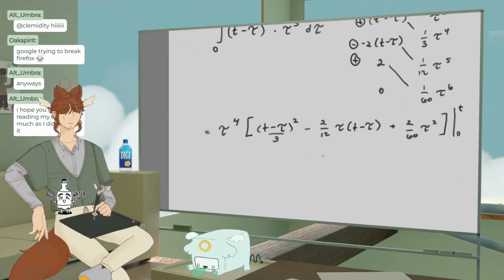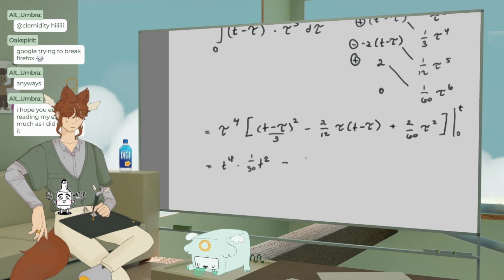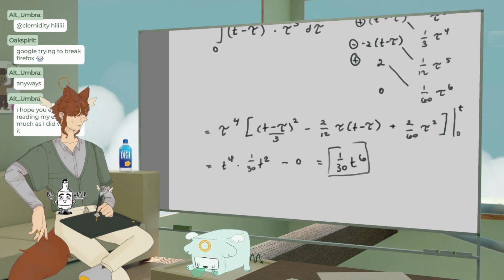Okay, so when we have t, it's gonna be t to the 4th times, those both go to 0, so 1/30 t squared minus, well, it's just gonna be 0, right? Ooh, poggers. Can we get a big omega lol in chat? I don't know. I think that's right.